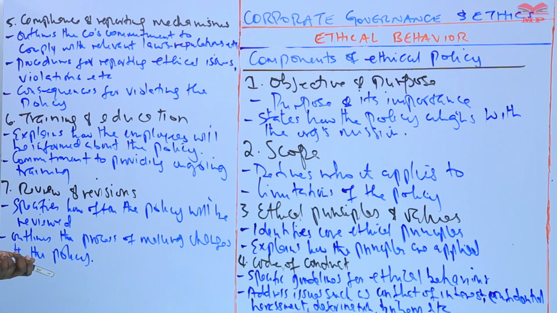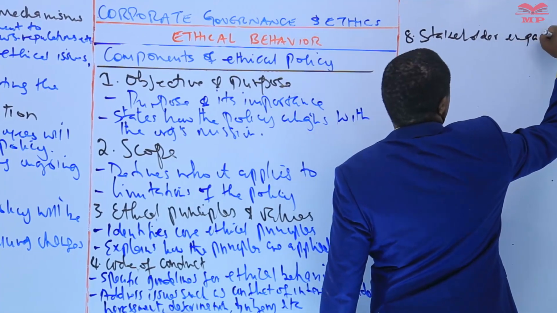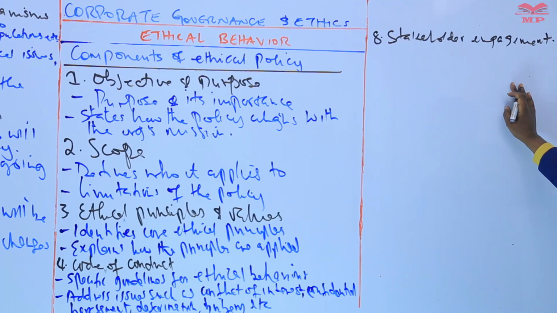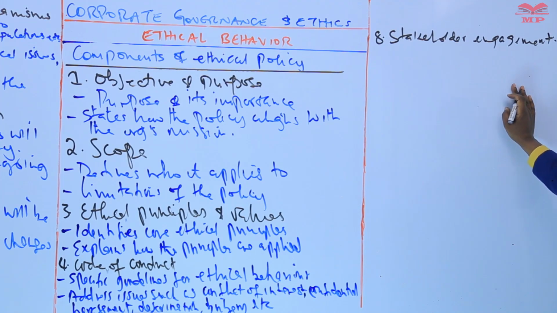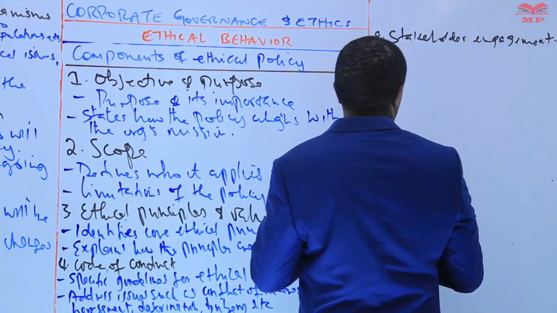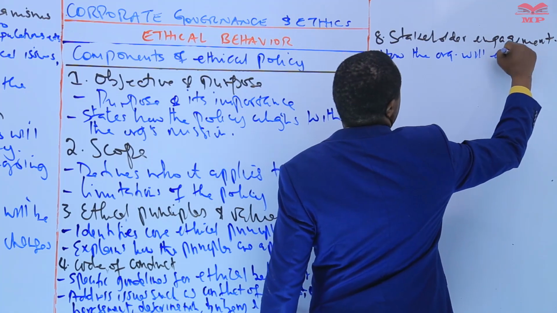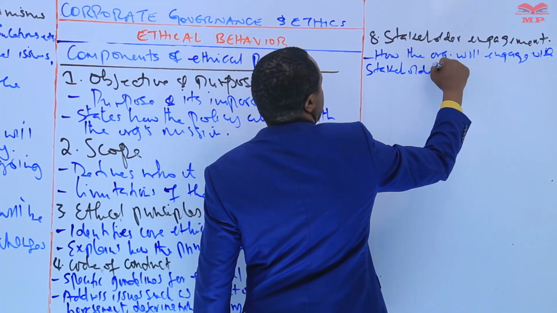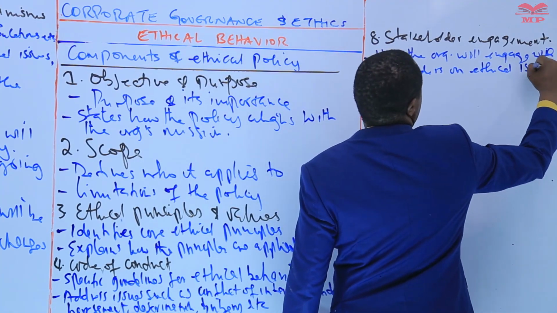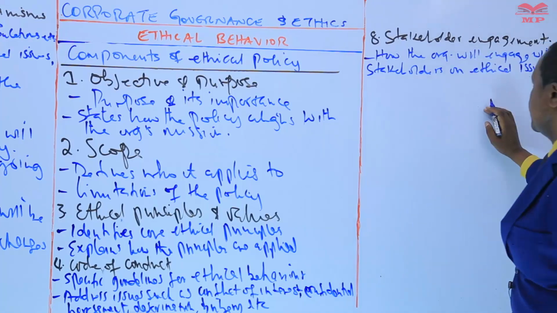We may have other optional components like stakeholder engagement. Stakeholder engagement is an additional component which describes how the organization will engage with stakeholders on ethical issues. That is the stakeholder engagement section.